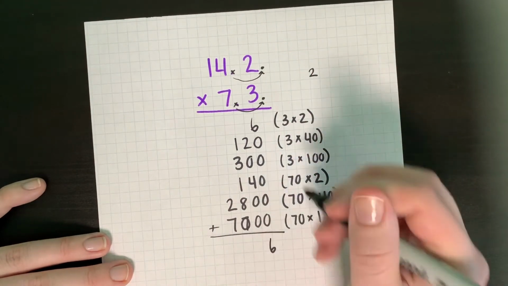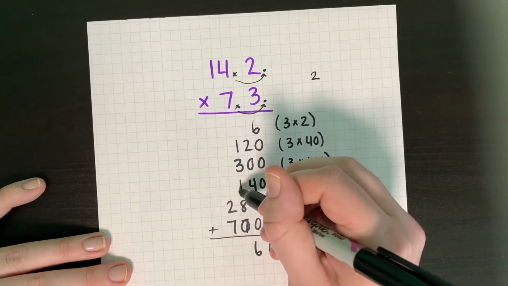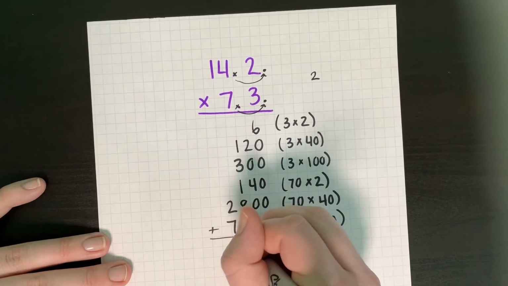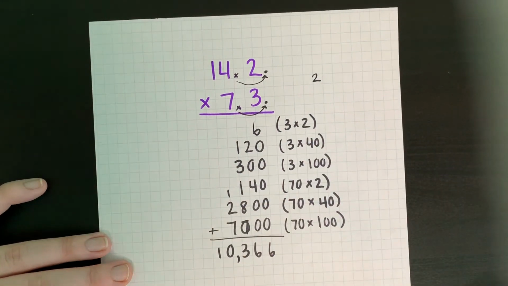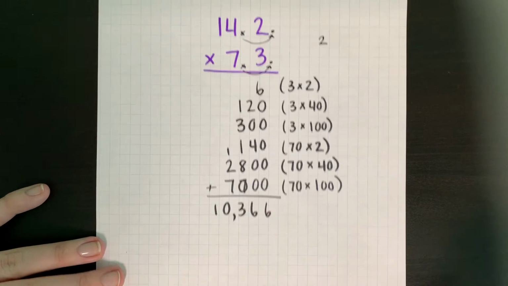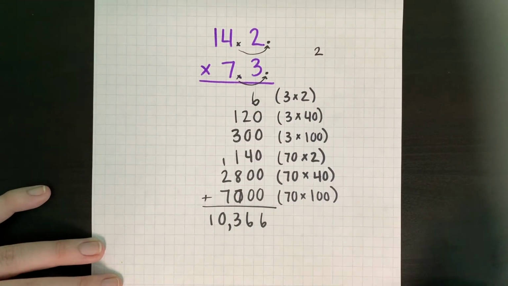I get 6, 8, 9, 10, 11, 12, 13. Carry my 1, and I have 10. So wow, we've got a big number here. All right, 10,366. But then we need to add in the decimal places that we moved out, right?